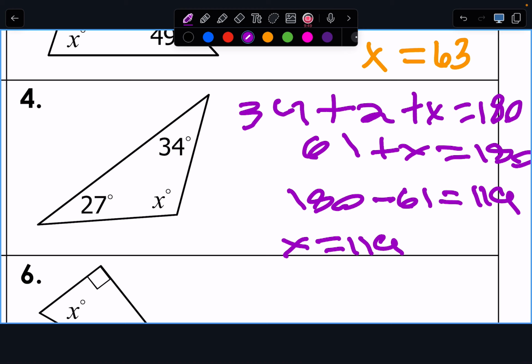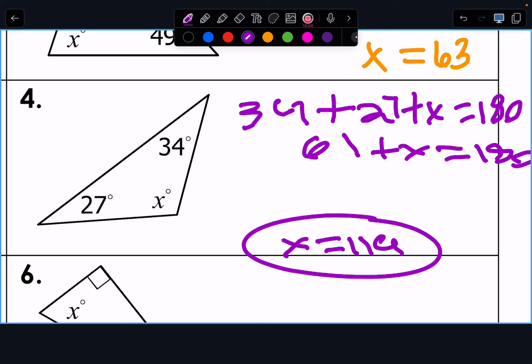Landon got 119 for X. Do you agree? Can I get some yeses or nos? Okay, good. Thank you. So he subtracted 61 to get 119 degrees.